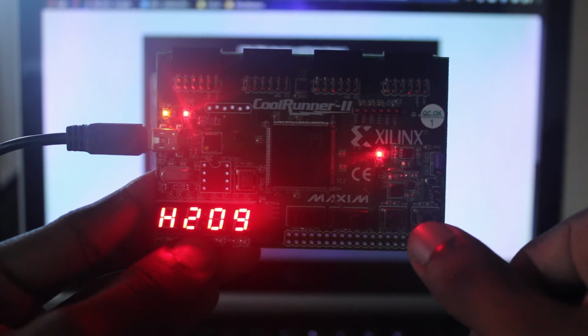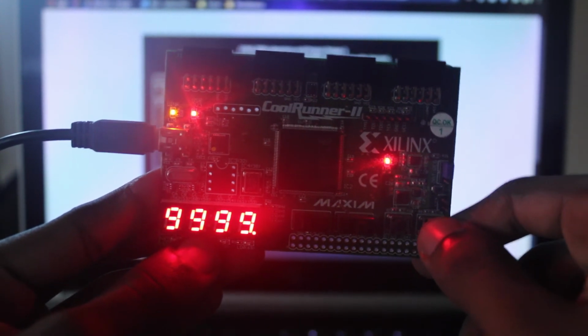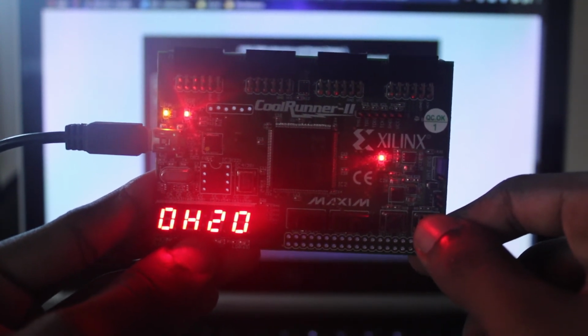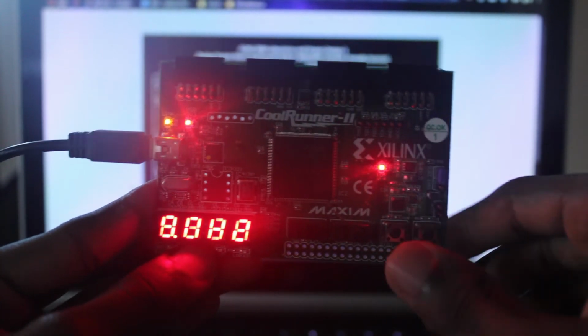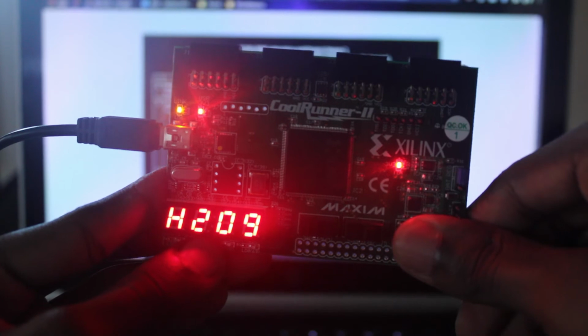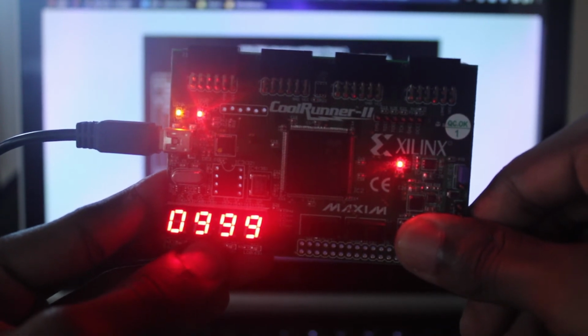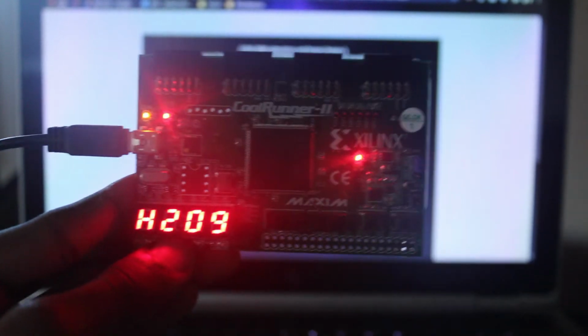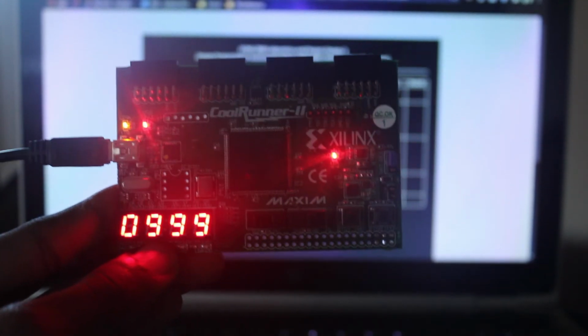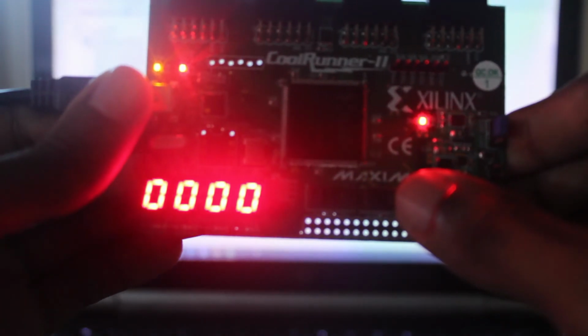Now if I press this push button here, it scrolls at a rate of 10 hertz. If I press this button, it scrolls at a rate of 100 hertz. If I press both of them, it remains at 1 hertz. So naturally it's scrolling at 1 hertz without any input. To measure the lower range, I just have to change signal F.